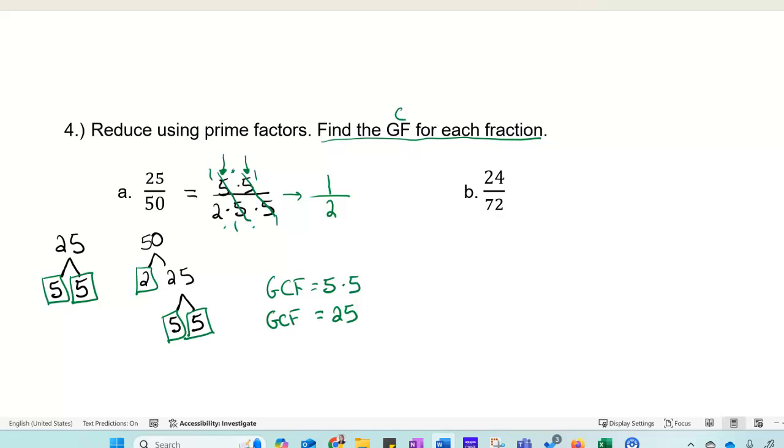Okay, so now go ahead and do your factor trees, reduce the fraction, and then figure out what your GCF is before you're done. So go ahead and pause the video and go through those steps.